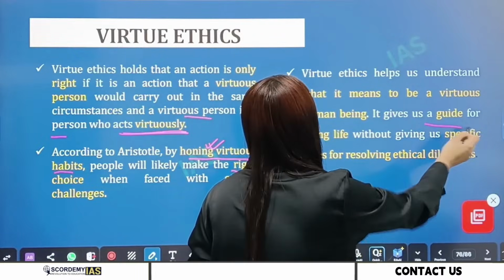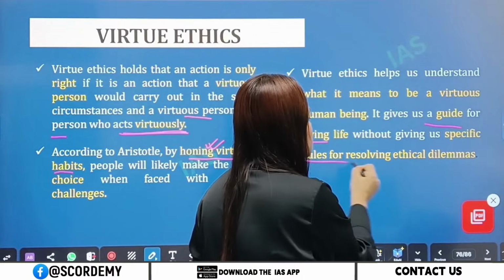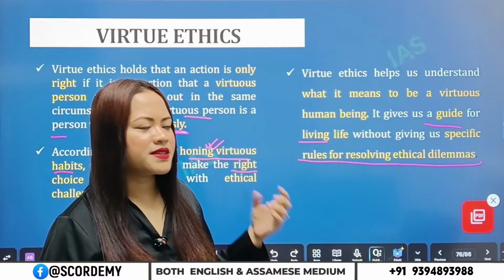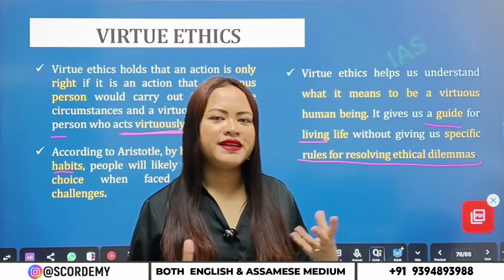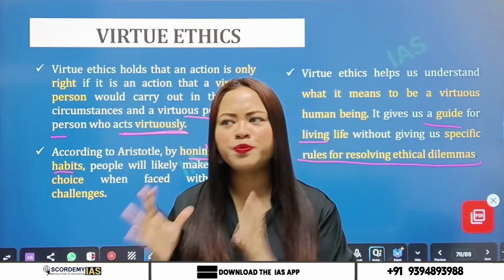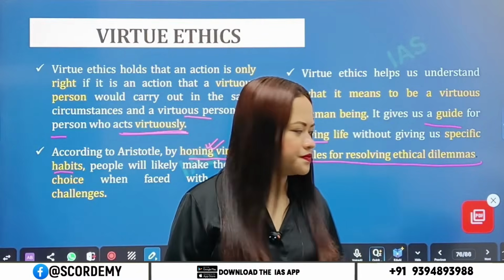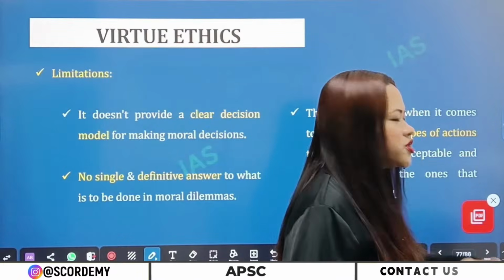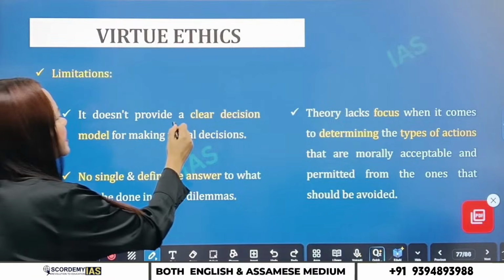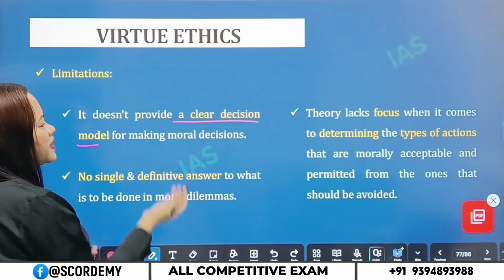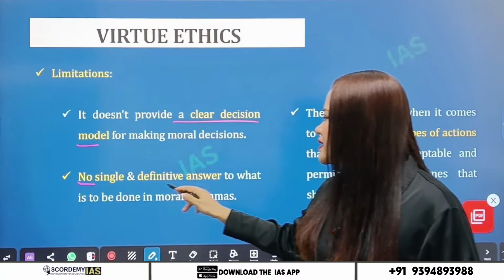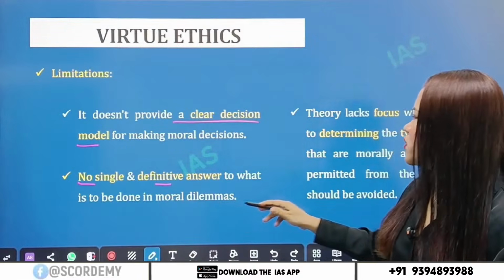It gives us a guide for living life without giving specific rules for ethical dilemmas. But the drawback is that it does not give you any specific guideline, any rule book, any code of conduct. It just says that a good person will naturally act good. There's too much ambiguity in virtue ethics. Limitations: it doesn't provide any clear decision model for making moral decisions. No frameworks given at all. No single and definitive answer to what is to be done in moral dilemmas.